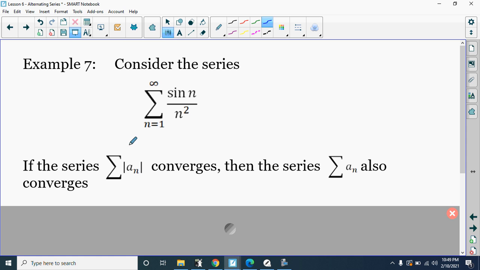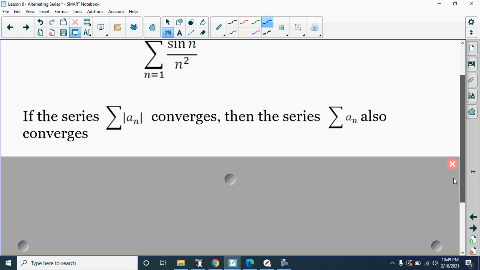If we take the absolute value of a function and this series converges, then the series, whether it was pluses or minuses in there, is also going to converge. So basically, if everything's a plus and we know that converges, I can change some of those to minuses and it's still going to converge.